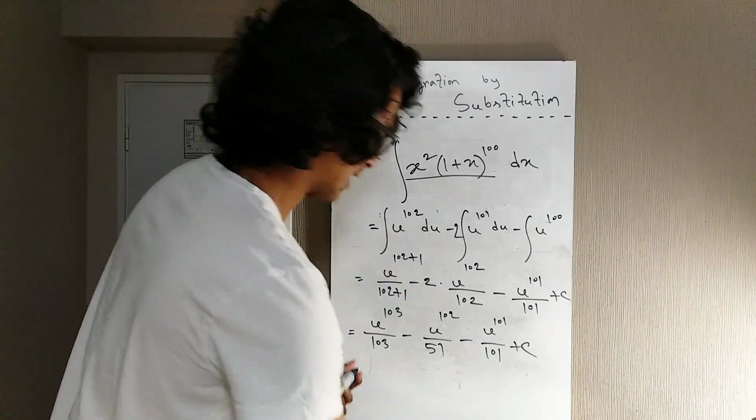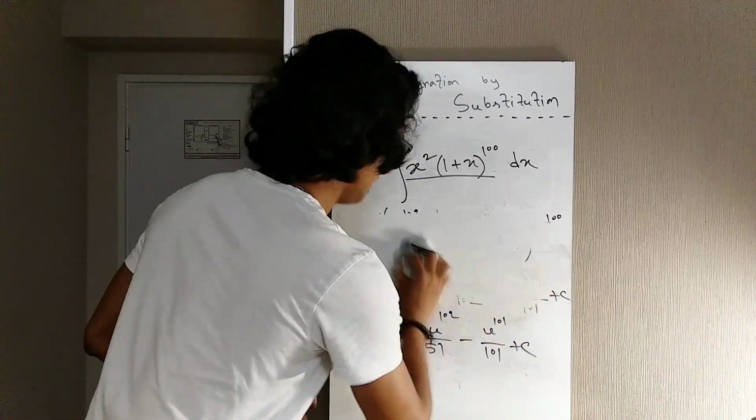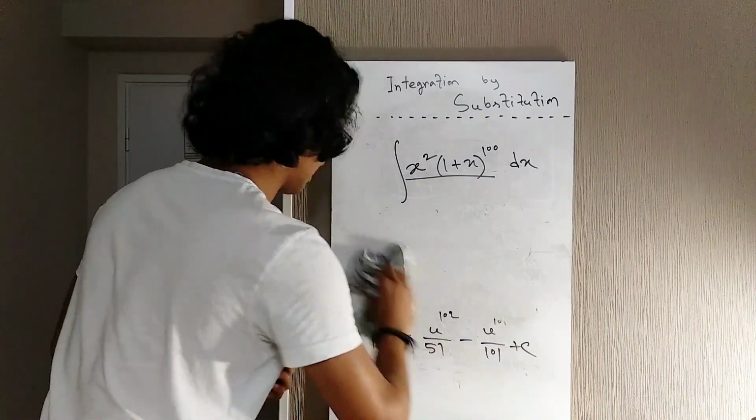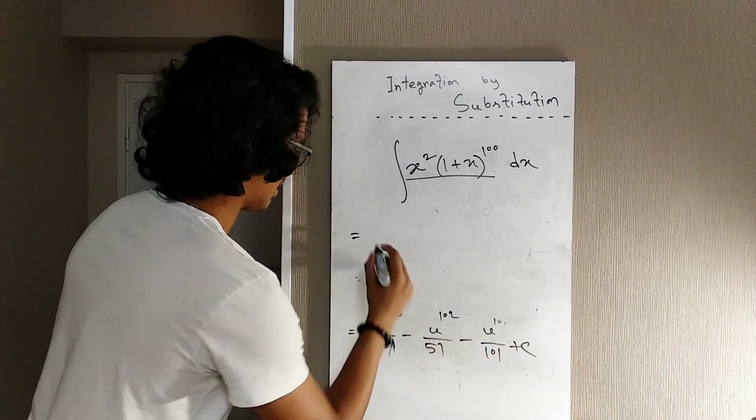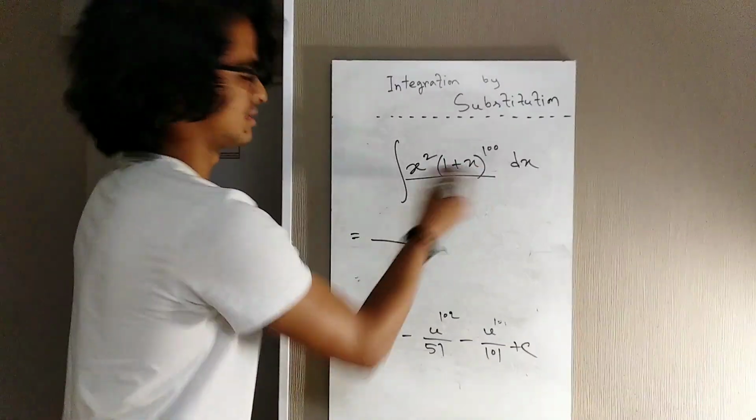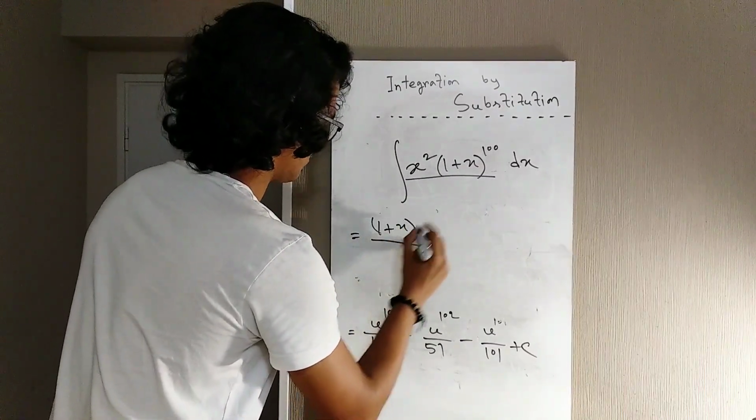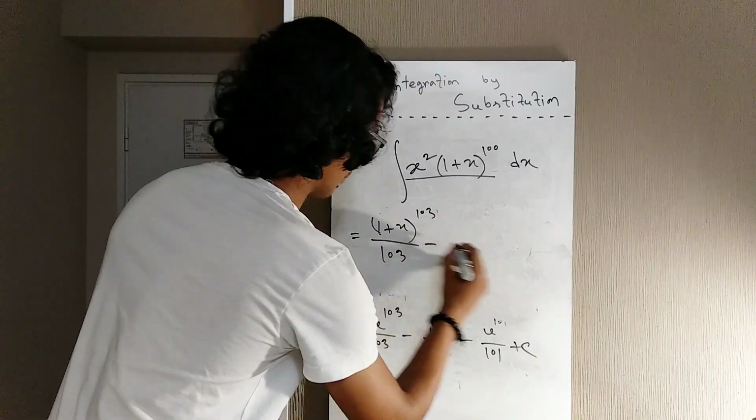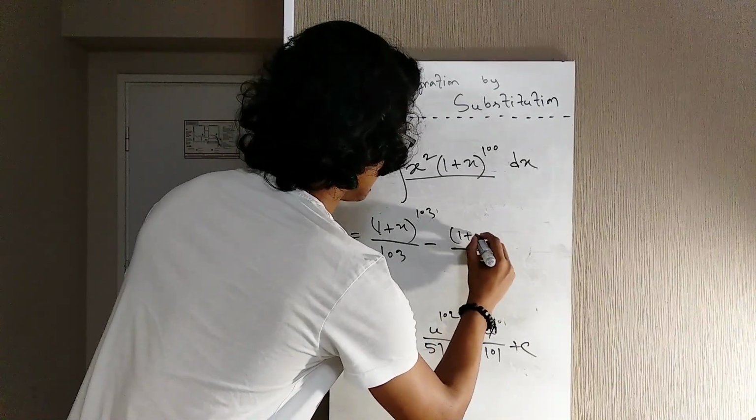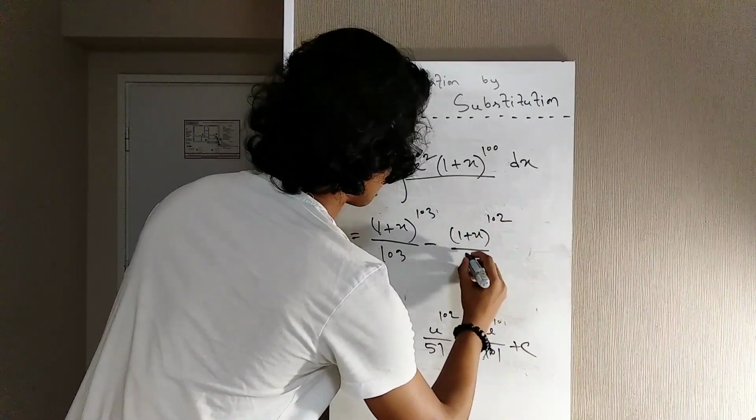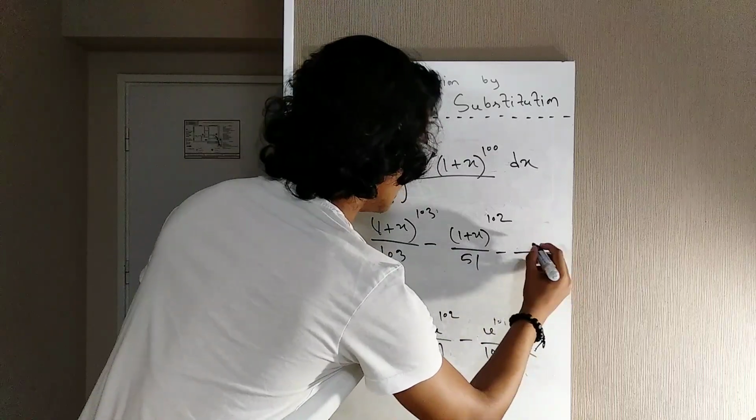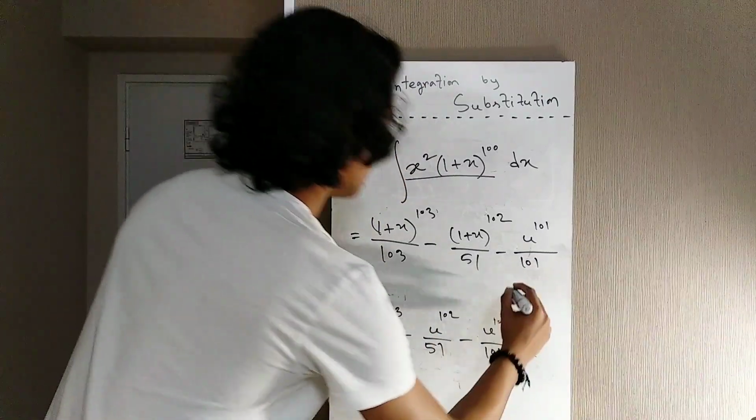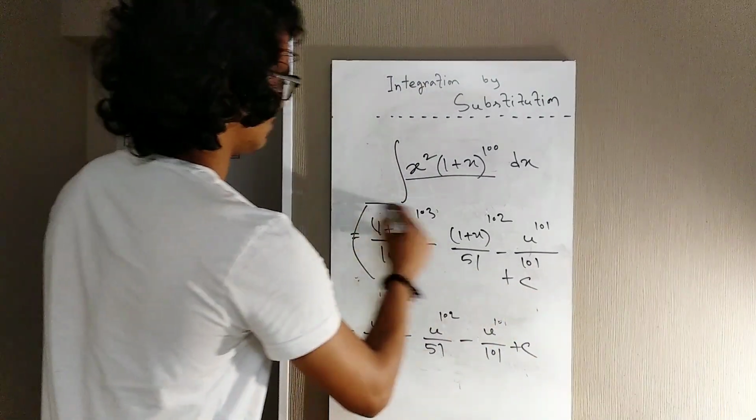So the final answer would be something like, let me wipe it out again. We're going to substitute the original variable into the answer. What is u? u is 1 plus x. So we have (1 plus x) power 103 over 103, minus (1 plus x) power 102 over 51, plus (1 plus x) power 101 over 101, plus c. This is the final answer.